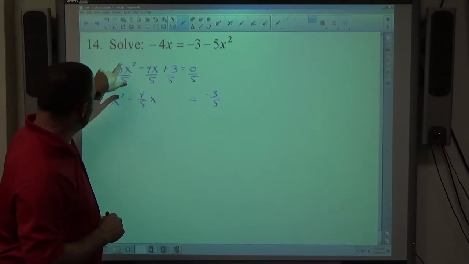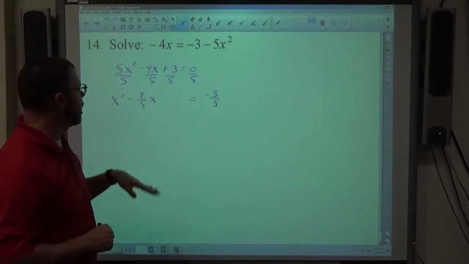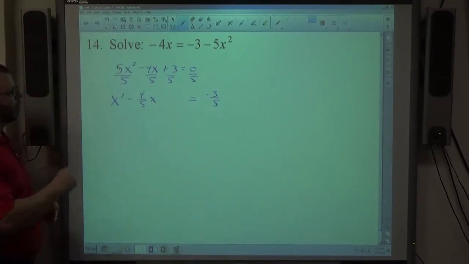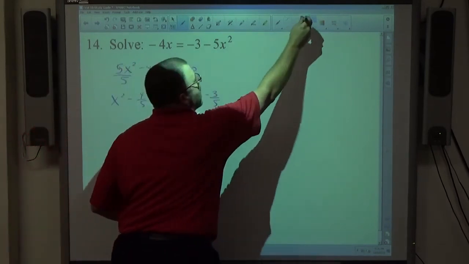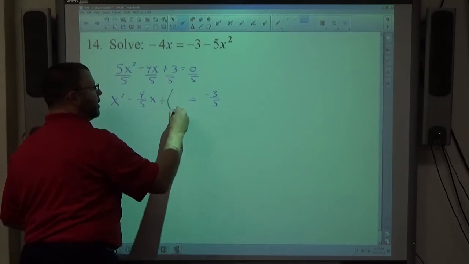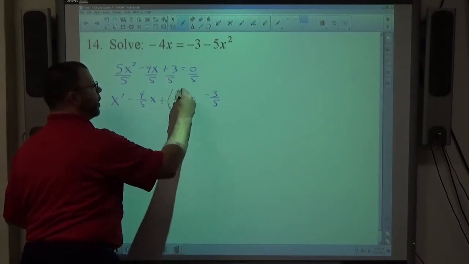But we want all the x's on the left, constants on the right. We don't want this to be anything but 1x squared, so we divide by whatever's in front of it, no matter what happens. To complete the square step, I'm going to add the exact same number to both sides, and that exact number is 2/5 squared.